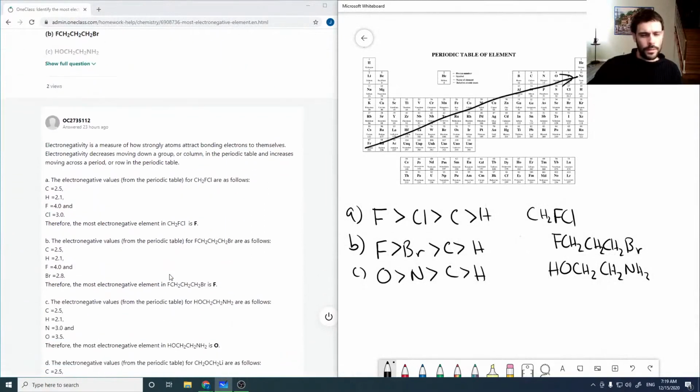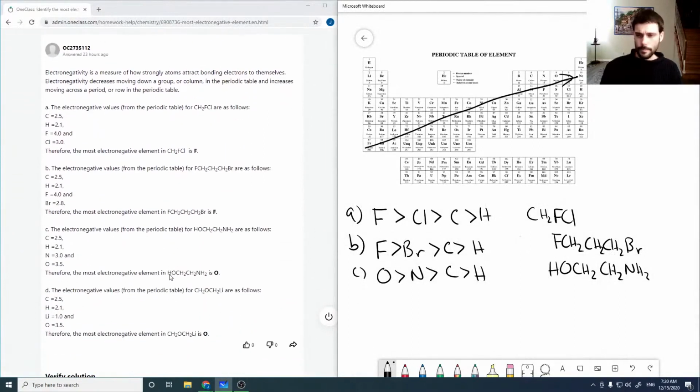which we can't see, which is the CH2OCH2Li. So again, migrating in the table, we have O is greater than carbon, which is greater than hydrogen, which is greater than lithium. So lithium is our least electronegative in this case.